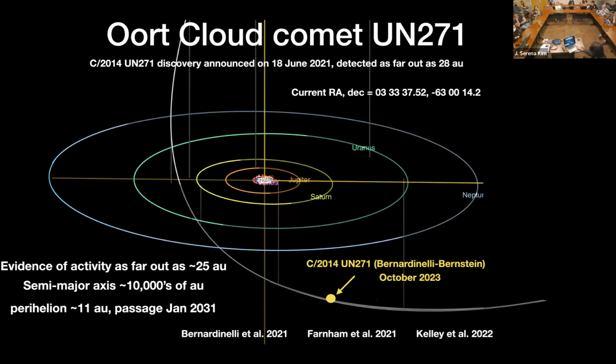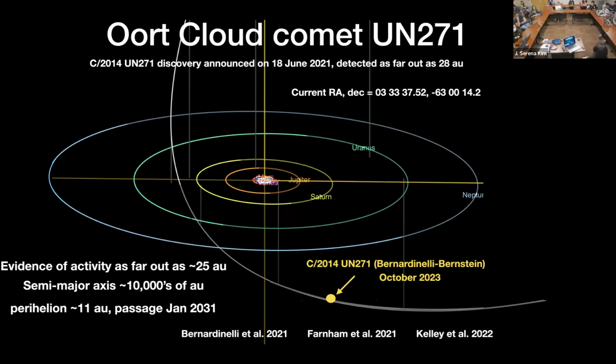So more about this UN271 comet. It was officially announced a couple of years ago, but it was actually detected in images as far back as 2010. It was officially discovered based on data taken by the Dark Energy Survey and analyzed by Pedro Bernardinelli and Bernstein, giving it the name Bernardinelli-Bernstein. When it was discovered, it had a semimajor axis on the order of 10,000 AU, though getting the precise semimajor axis, it could be as high as 30,000 AU or 40,000 AU.